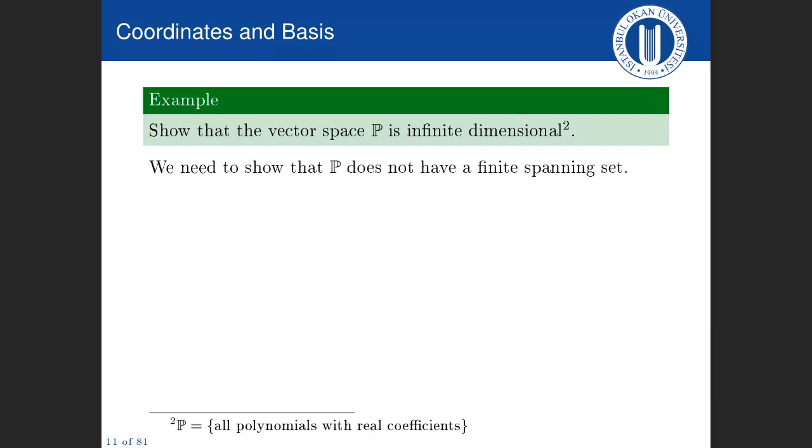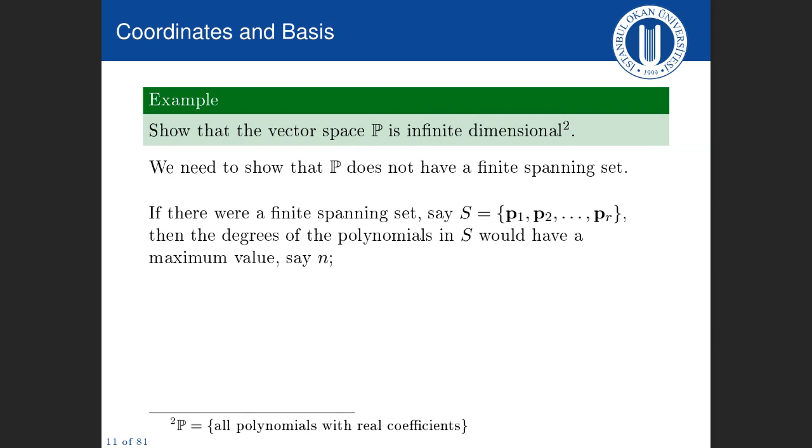Next example, show that the vector space P is infinite dimensional. Now, let me remind you, P is the vector space of all polynomials with real coefficients, all polynomials of any degree. Now recall, we say that a vector space is infinite dimensional if it does not have a finite spanning set. So we need to prove that. And we're going to start by supposing the opposite. Let's suppose there is a finite spanning set. We're going to call this S, and it's the polynomials P1, P2 up to PR.